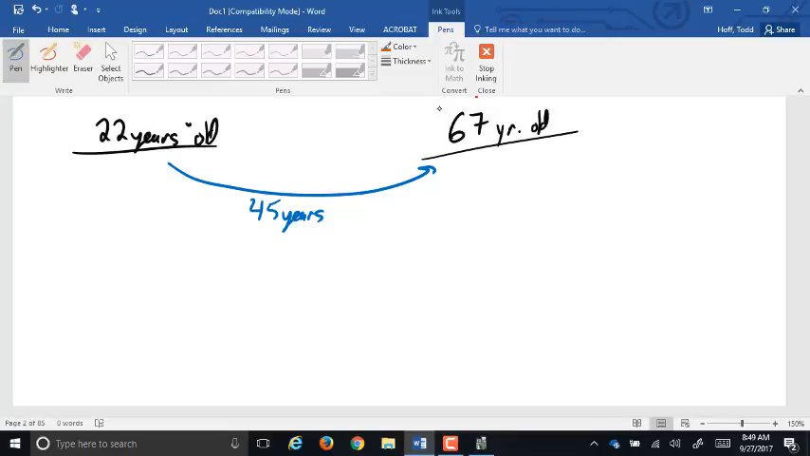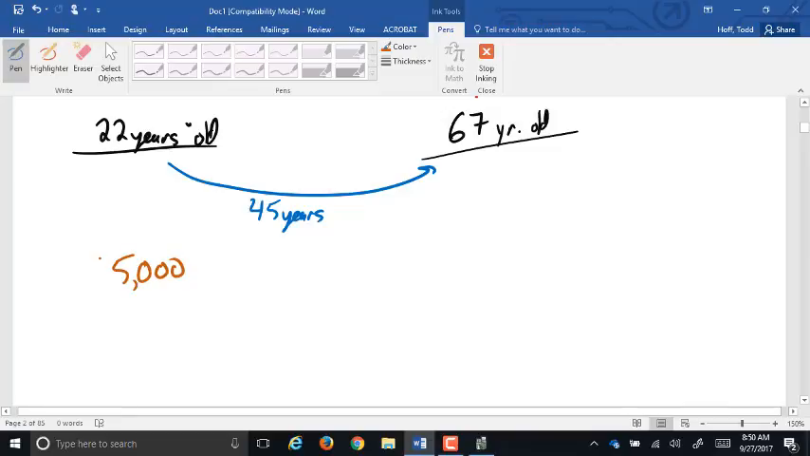2 grand? Hey, 2 grand would work. You could probably do more than that. 10? Okay. I agree with you. If you really tried, you maybe could do 10 grand. Let's throw 5 grand out.